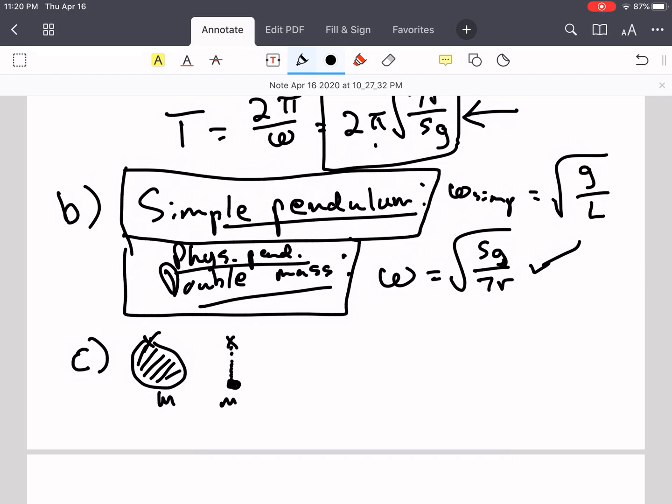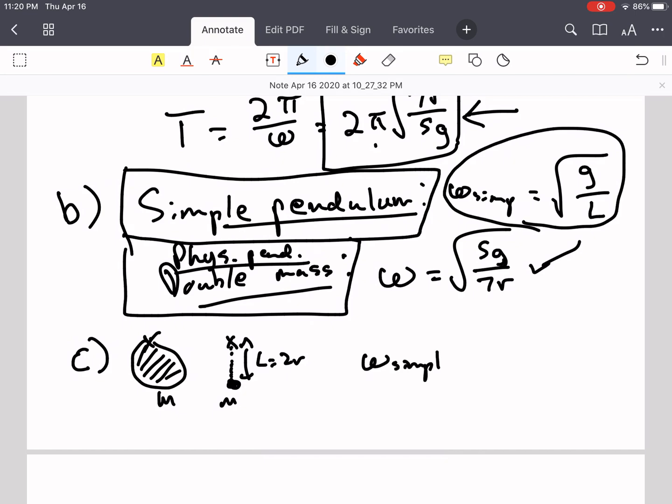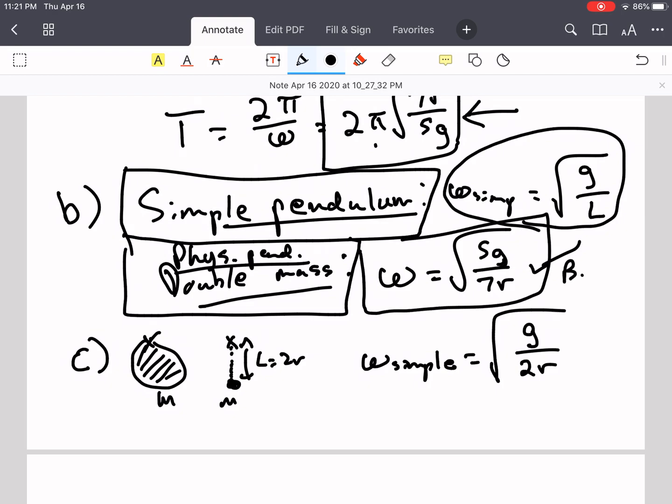And what you'll notice, well, actually, let's just go ahead and plug in first. The length here would be 2 times r. So if I plug that into my formula for omega simple, my omega for the simple is simply going to be the square root of g divided by 2r, or 1/2 g over r. Now 5/7 is greater than 1/2. So omega of the physical pendulum is bigger.